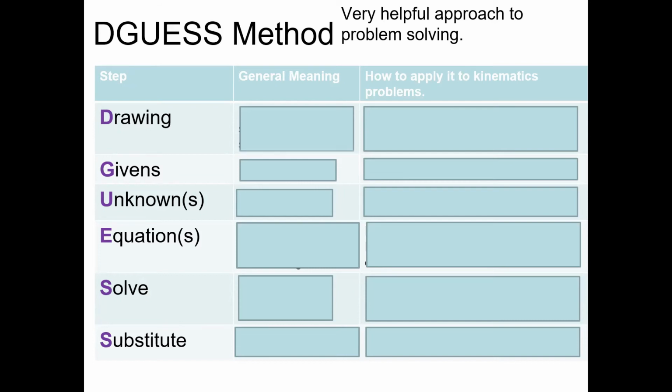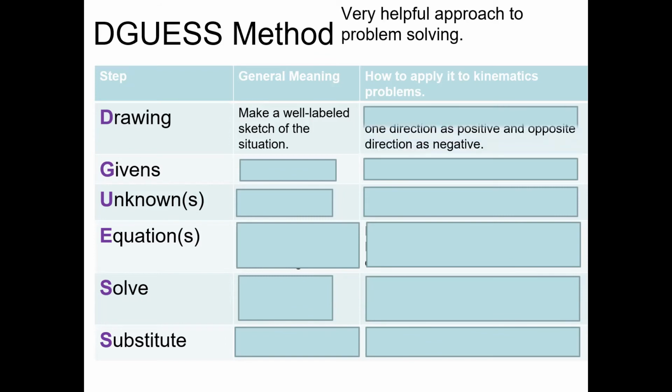When I say drawing, whenever you approach a physics problem, you want to read through it and then make a well-labeled sketch of the situation. It doesn't have to be too detailed. You don't have to be a beautiful artist. In fact, I usually use stick figures and I usually make my drawings so simple that I do them in 30 seconds or less. In a kinematics problem, it's really key that as part of your drawing, you set up a coordinate system. You want to define one direction as positive and the opposite direction as negative. And you'll see how we do that in examples.